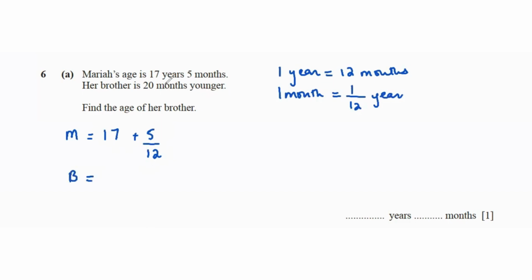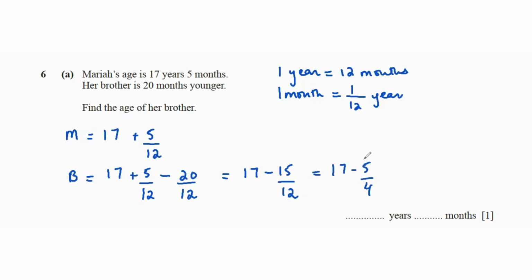And her brother is 20 months younger, which means 17 plus 5 over 12 minus 20 over 12. Once again, I'm converting the 20 into years as well. So now we have 17 minus 15 over 12, which is basically 17 minus 5 over 4. So that's going to be 68 minus 5 over 4, which is 63 over 4.